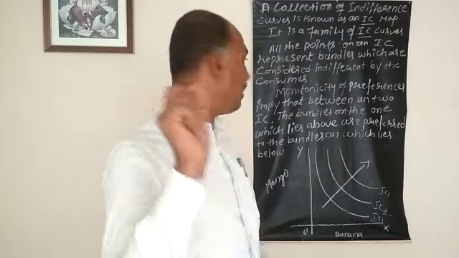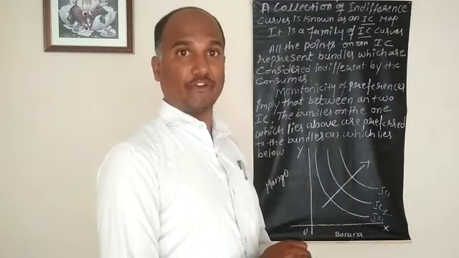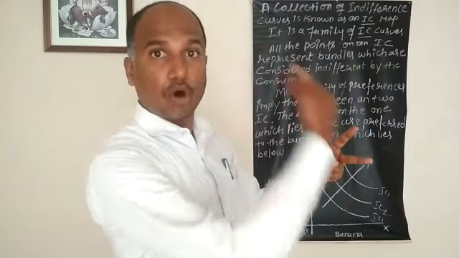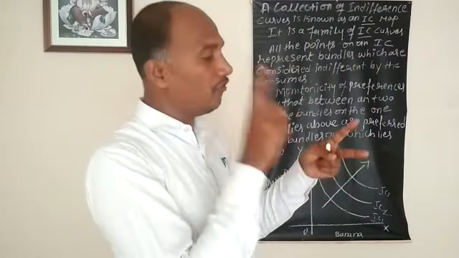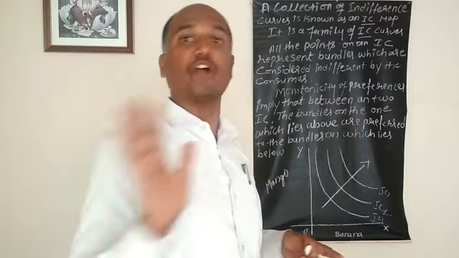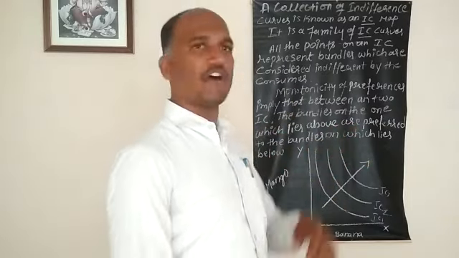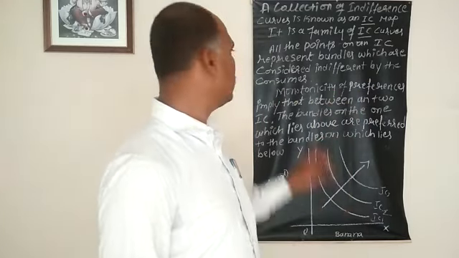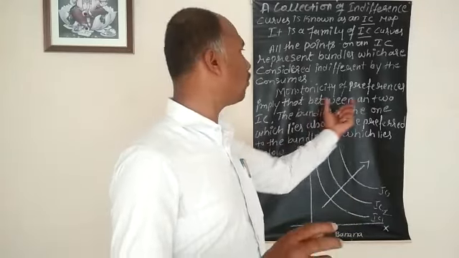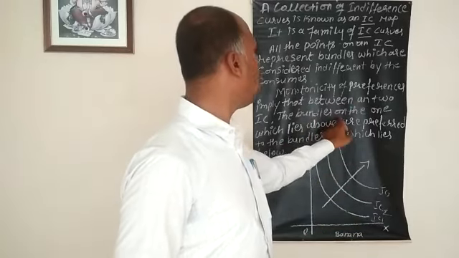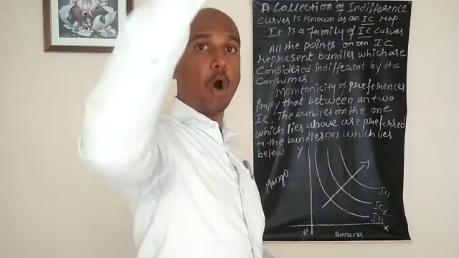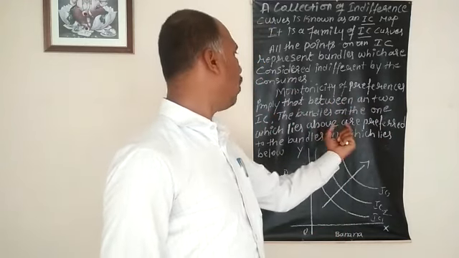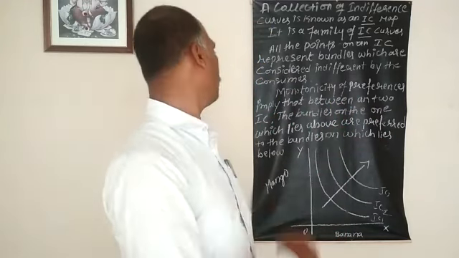So the monotonicity of preferences implies that between two indifference curves, the curve which gives more satisfaction is the preference of the consumer. The curve which gives less satisfaction will not be preferred by the consumer. So monotonicity of preferences implies that between two indifference curves, the bundles on the one which lies above are preferred to the bundles on the one which lies below.